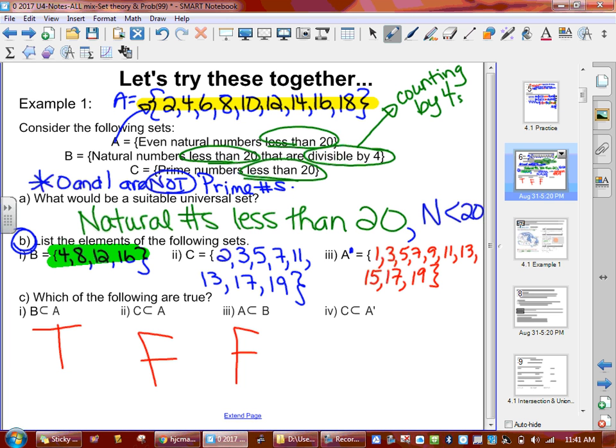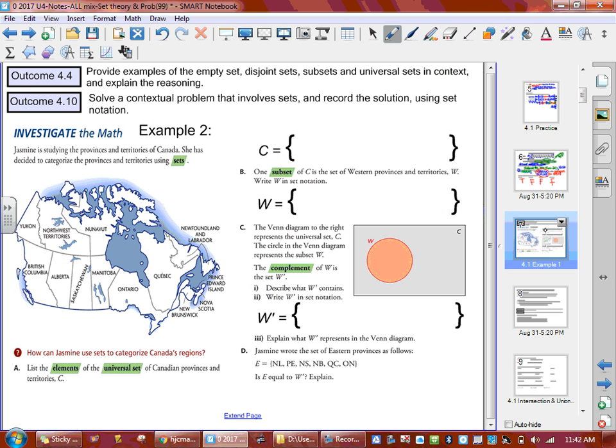The next question is saying, is set C, that I'm going to circle here, a subset of A prime? Meaning, are all of these numbers inside there? No, because of this 2. Otherwise, they would be. Okay? So almost. That is also a false statement.